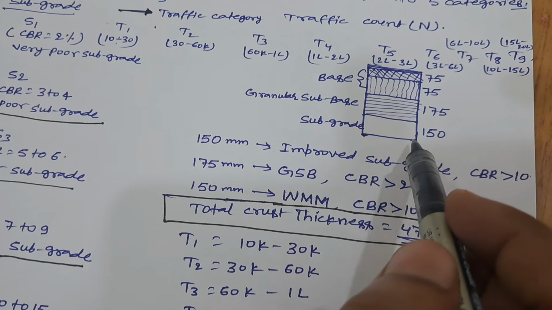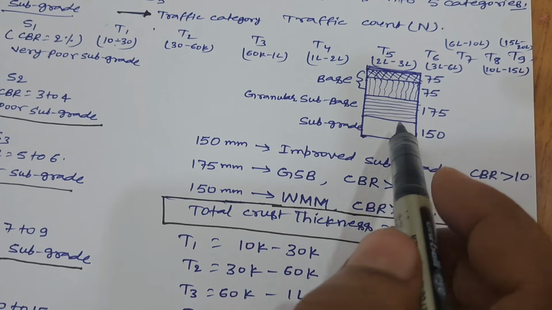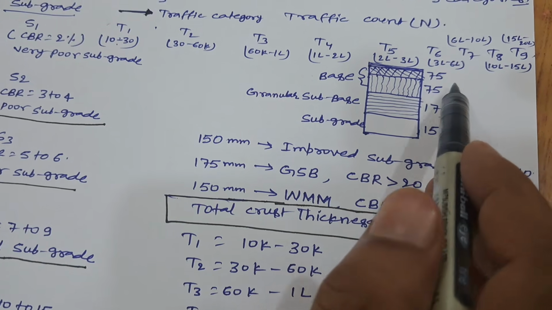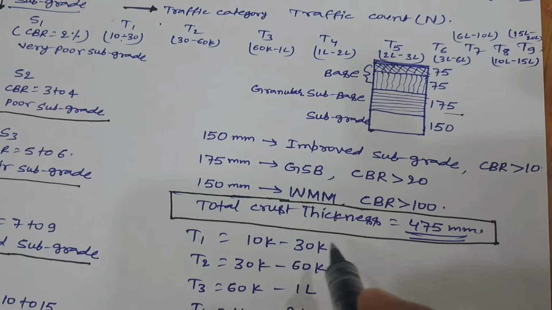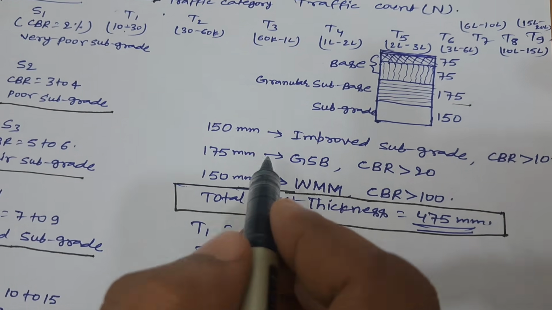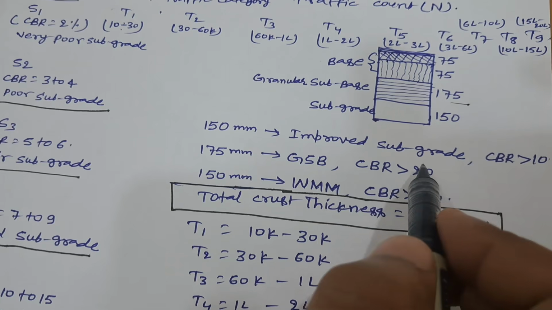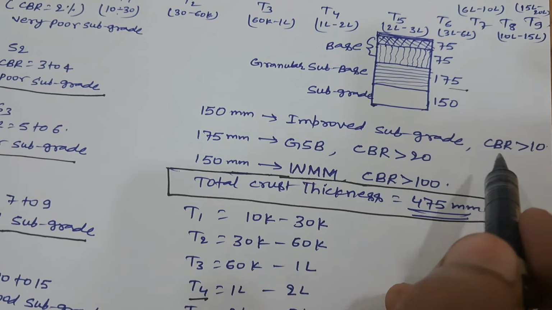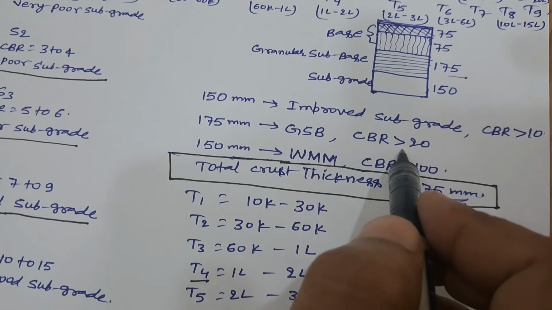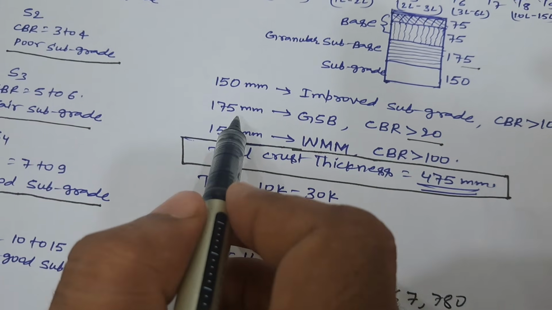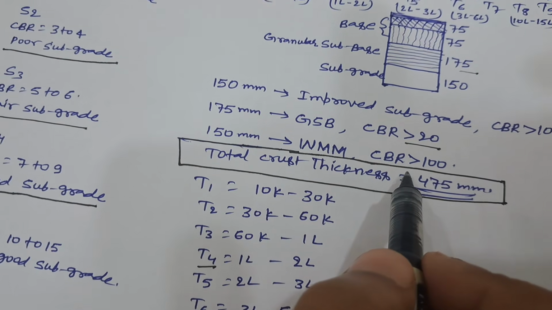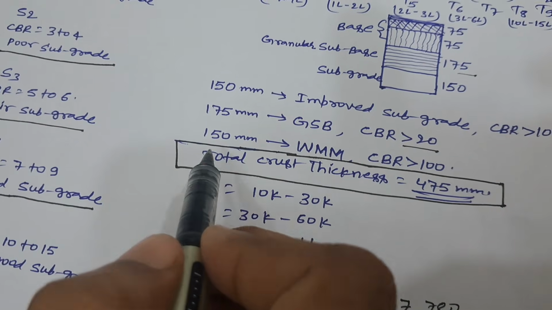Here subgrade is 150 mm given, granular subbase 175 mm given, and base is 75 and 75 mm given. So total crust thickness came 475 mm, where we have to provide improved subgrade whose CBR value is more than 10, 150 mm, and granular subbase whose CBR value should be more than 20, it should be 175 mm thickness, and wet mix macadam or base whose CBR value should be more than 100, it should be 150 mm.